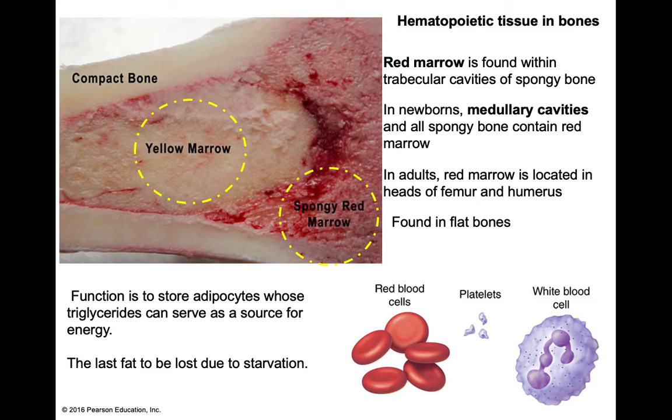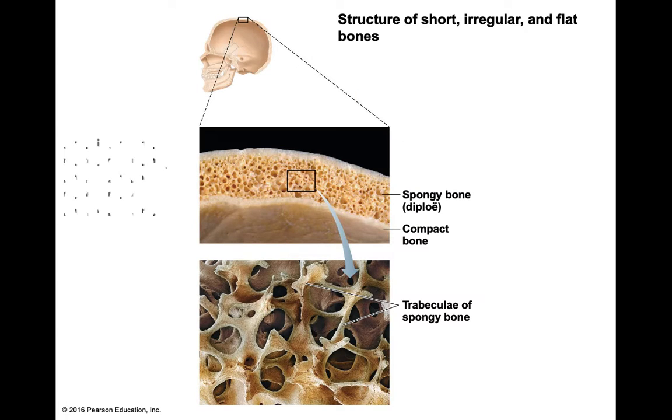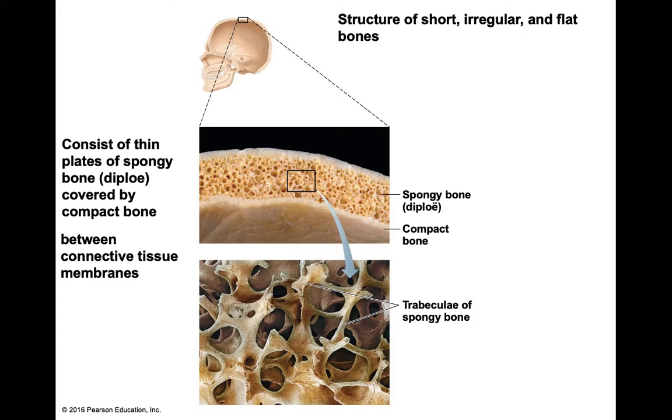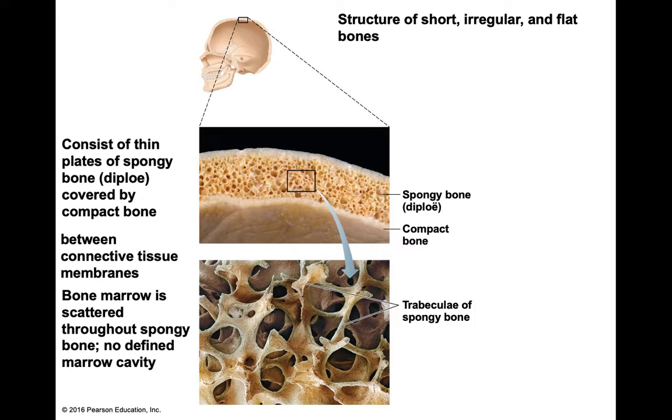Yellow marrow's major function is to store adipocytes, where triglycerides can serve as a source for energy, the last fat to be lost due to starvation. So your body will pull this fat if it's in starvation mode, which takes a long time to happen. Structure of short, irregular, flat bones: they do not have osteons, which I'll talk about in a bit. They do have compact bone on the outside, and their major structural component is all this spongy bone, or trabeculae itself.